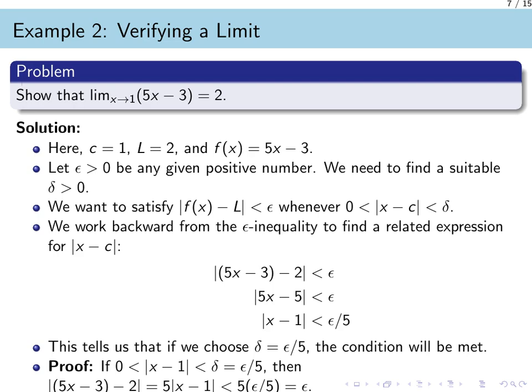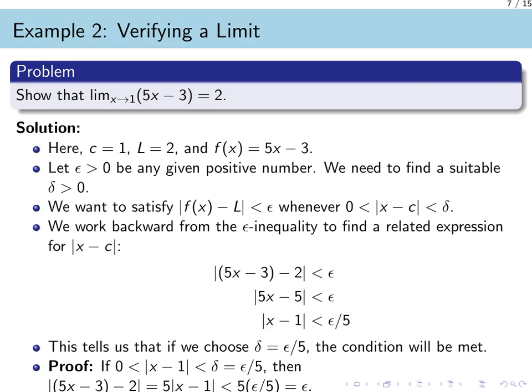This process shows how we can find a specific relationship between our output tolerance, epsilon, and our required input tolerance, delta. We begin with the condition we want to satisfy. The absolute value of our function minus the limit must be less than any given epsilon. For this problem, that is, the absolute value of the quantity 5x minus 3 minus 2 is less than epsilon. By simplifying the expression inside the absolute value, we get the absolute value of 5x minus 5, which we can then factor into 5 times the absolute value of x minus 1.